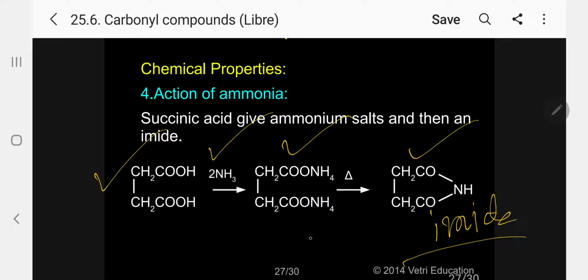When you are heating, what will happen now? One ammonia molecule will go out. Kindly follow. Water is also going out, and one NH is retained, forming this compound. Please follow. This is called an imide, a cyclic imide, succinimide.